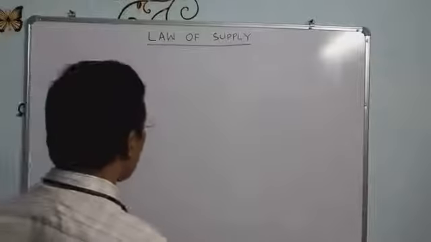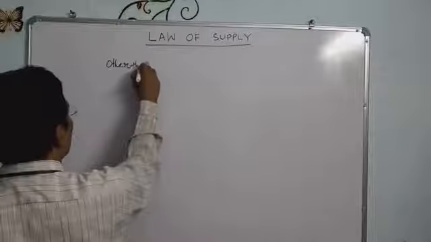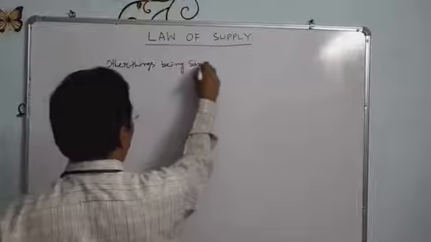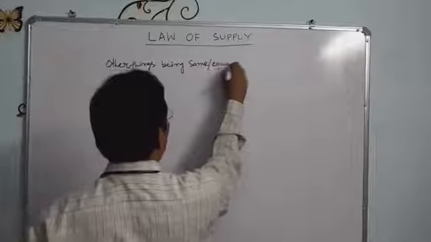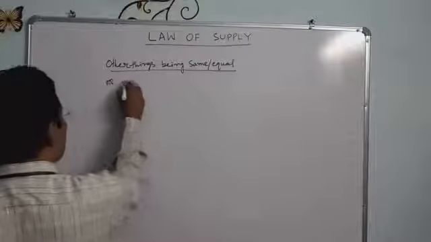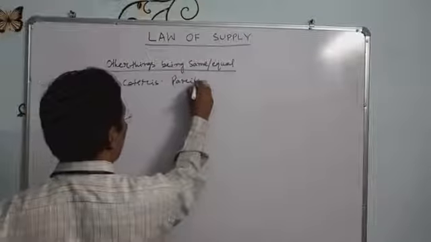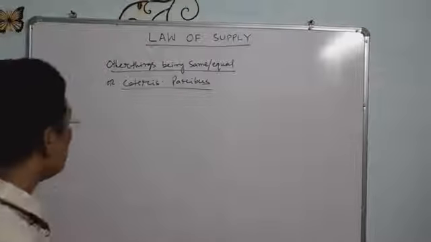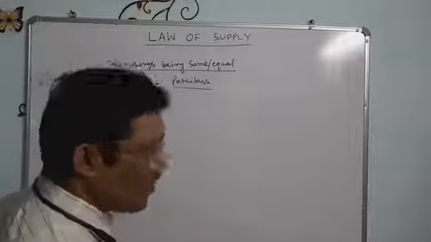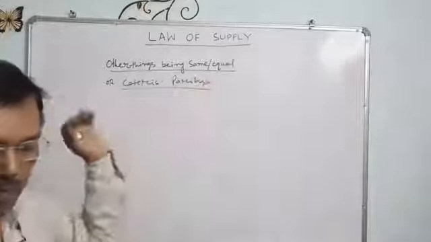So what is the law of supply? We may write here, other things being same or equal. That is called ceteris paribus. This means other things being equal. There are some factors which will be constant. What are these factors? Accordingly, I will write what other things being equal means.